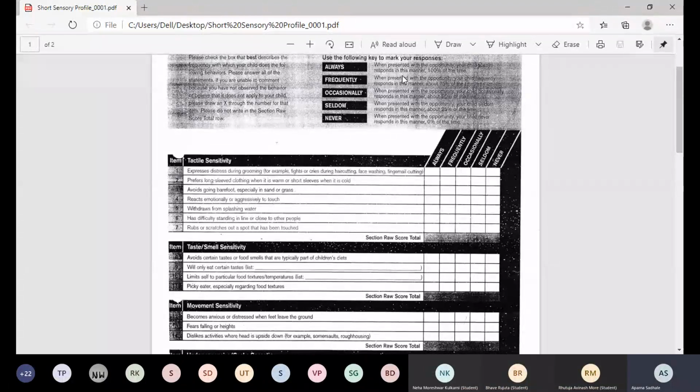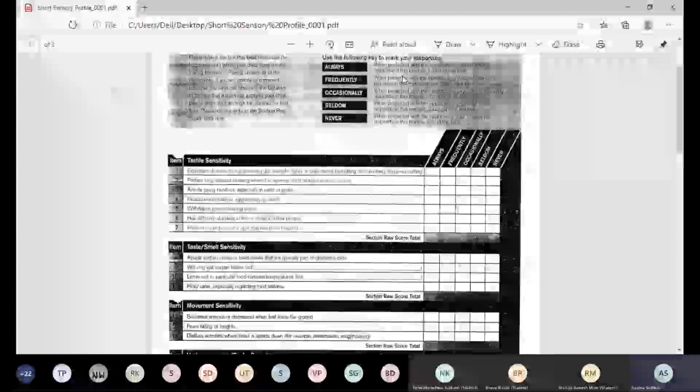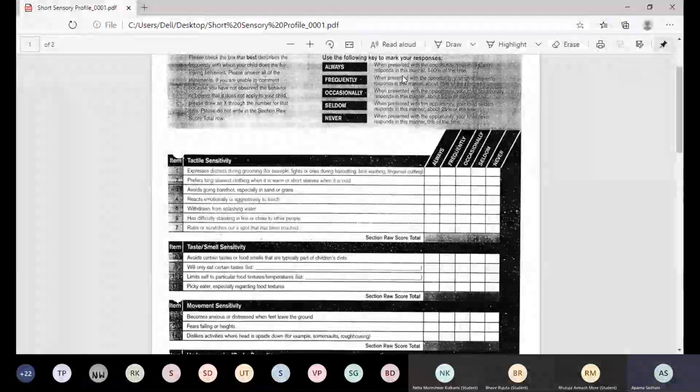So looking at the way the questions are phrased, for some items always is good, and very rarely, or rather never, is always good, and for others always is not going to be good, because that might take us to the level where the child is going to have sensory processing dysfunction.